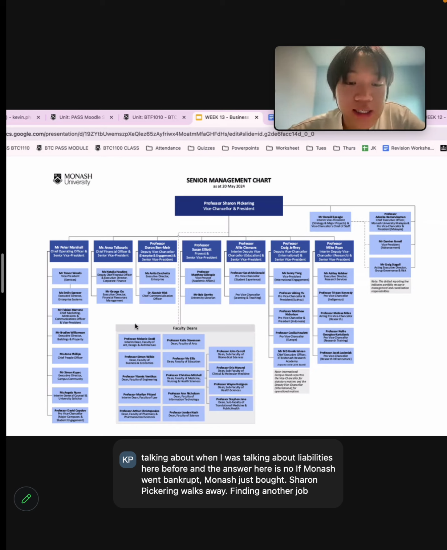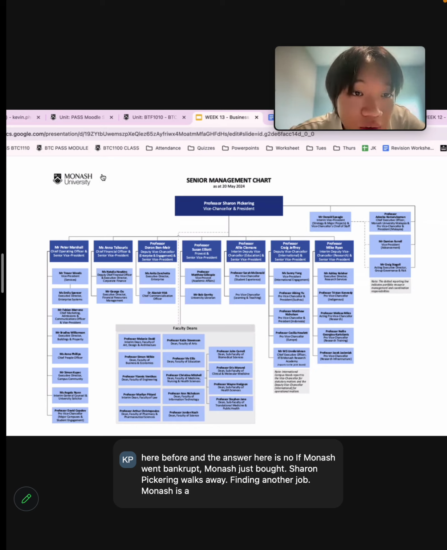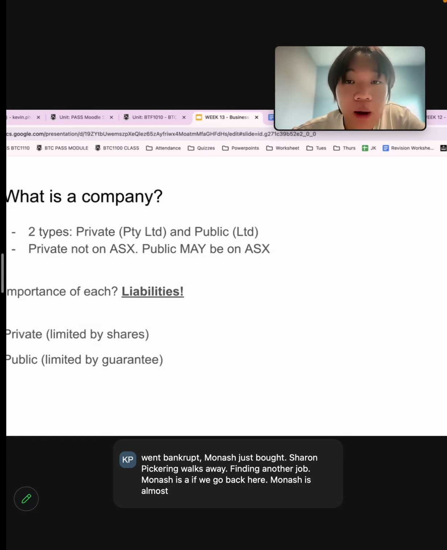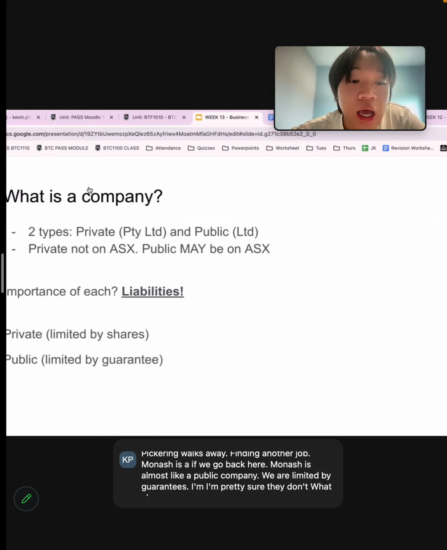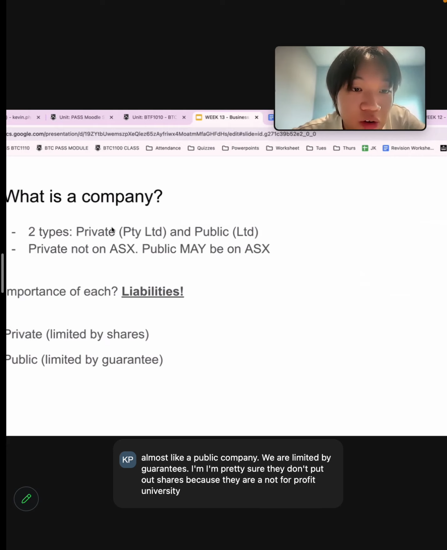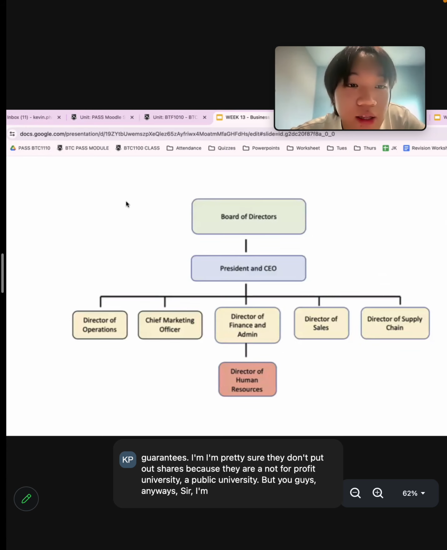Monash is almost like a public company. We are limited by guarantee. So Monash, I'm pretty sure they don't put out shares because they are a not-for-profit university, a public university. But anyways, sorry, I'm yapping a little bit.